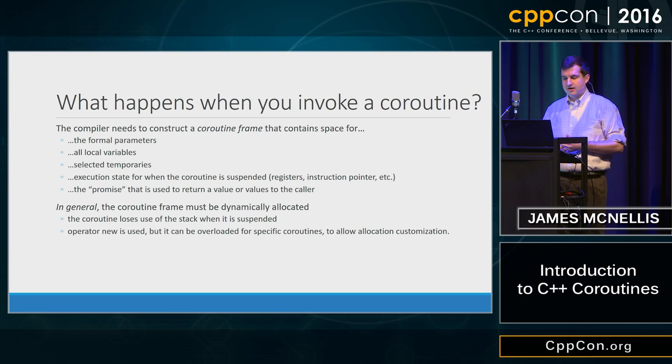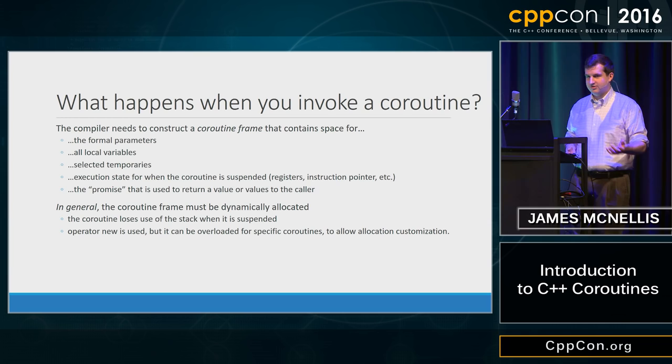Additionally, the compiler may be able to eliminate the dynamic allocation if it's able to determine that the coroutine is not going to escape from the caller's frame, and so it can allocate it on the stack. So the compiler is free to optimize there, and it will do that. And if you go to Gor's talk this afternoon, you will learn that it will do that aggressively.